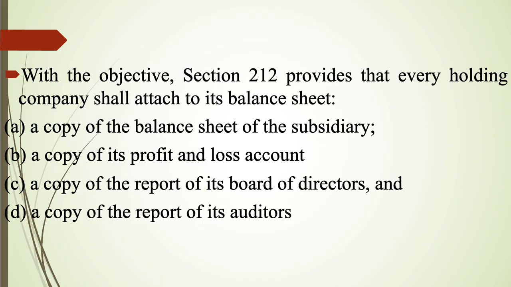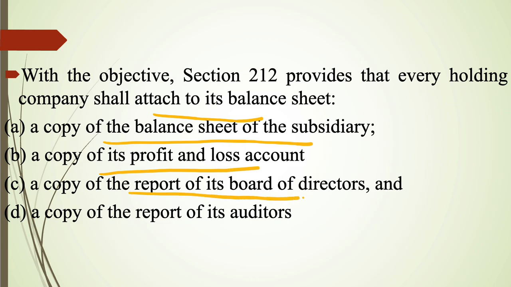With this objective, section 212 provides that every holding company shall attach to its balance sheet a copy of the balance sheet of its subsidiary company, a copy of its profit and loss account, a copy of the report of its board of directors, and a copy of the report of its auditors. So in particular circumstances, when it is responsible for the subsidiary company, the holding company has to attach all the documents, like balance sheet, profit and loss account, reports of the board of directors and reports of auditors, with the balance sheet of the holding company itself. So this is the second condition of the lifting of the corporate veil.